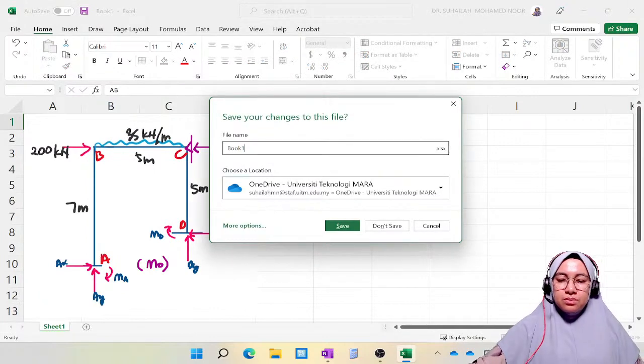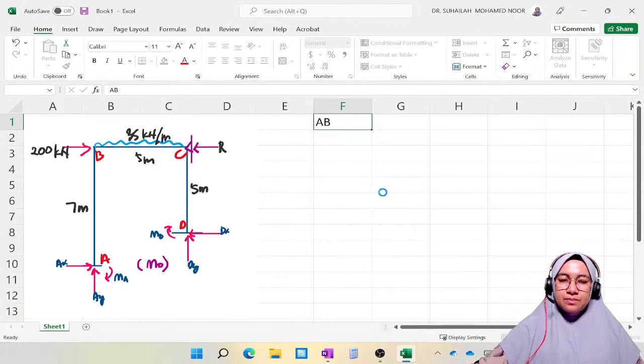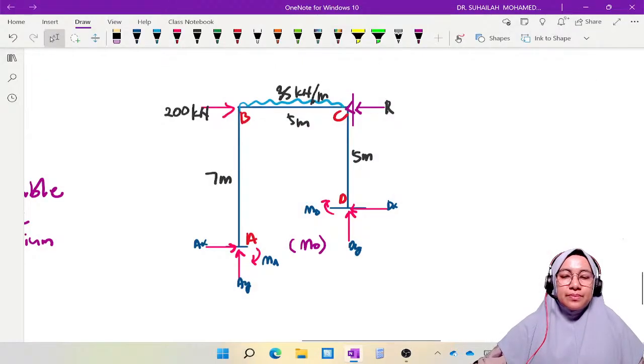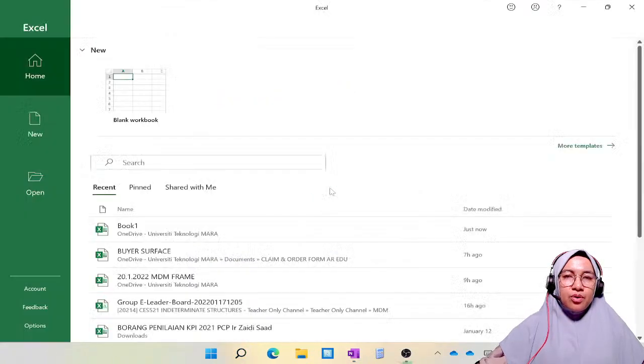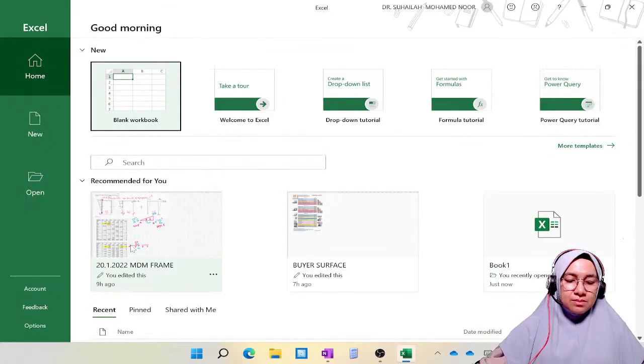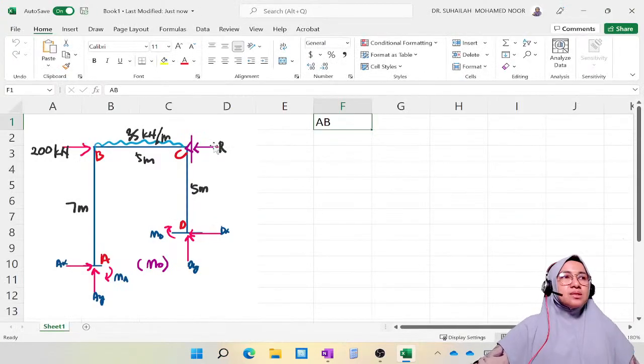We need to save it first. Save. Reopen again. Where is it? Book 1. This is the Excel file.